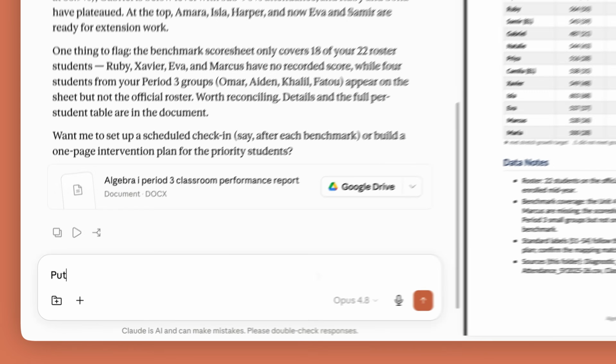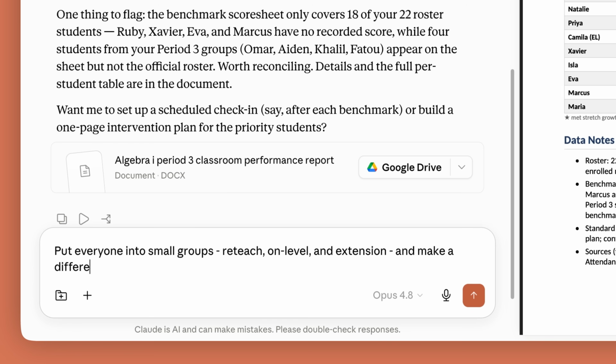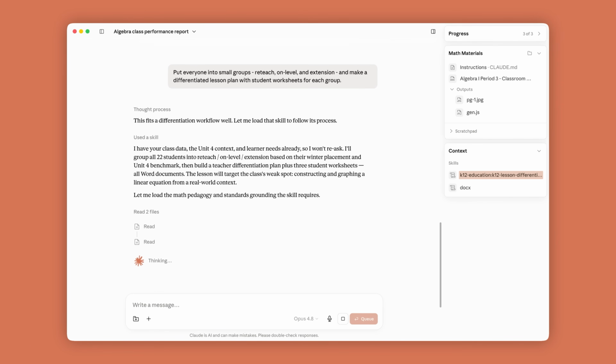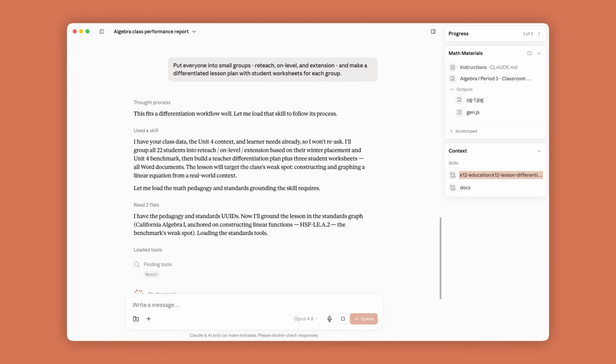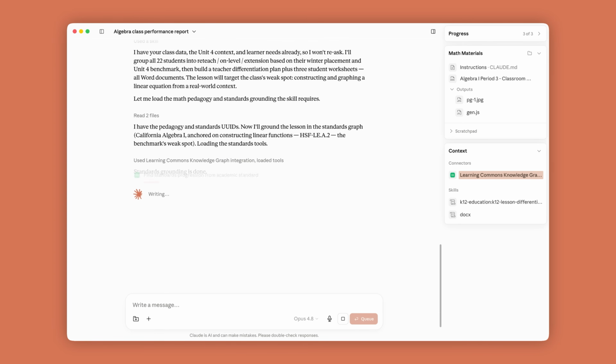The next thing I want is to put that to work for tomorrow. I tell Claude, put everyone into small groups, reteach, on-level, extension, and make a differentiated lesson plan with student worksheets for each group. Claude pulls up the differentiation skill that comes built in, and it grounds the lessons in the standards I'm actually held to. It gets those from the Learning Commons connector, not from guessing.